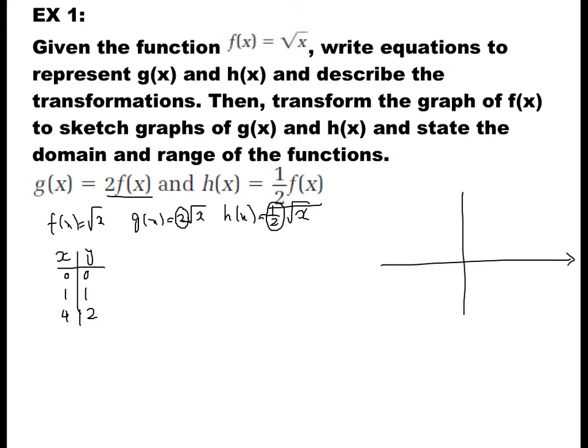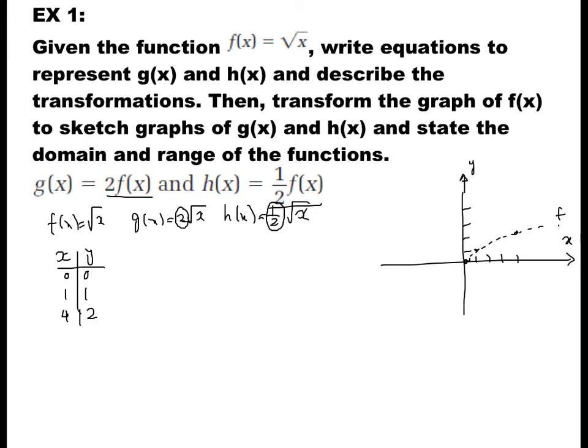So we are going to get 1, 2, 3, 4 on each axis. If x is 0, y is 0. If x is 1, y is 1. If x is 4, y is 2, which is going to be somewhere around here. So this is going to be our f of x.